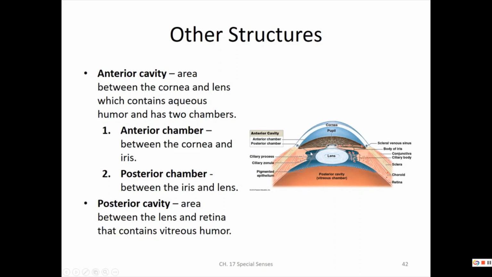Posterior chamber, anterior chamber. Now your anterior cavity is filled with aqueous humor, which is made from the ciliary bodies, as we saw in lecture, and that eventually goes to the canal of Schlemm, the scleral venous sinus, which puts that aqueous humor back into the venous system, reducing pressure of the eyeball, but that is messed up during glaucoma. Now, the posterior cavity back here is full of vitreous humor. So sometimes called the vitreous chamber, full of a very thick fluid called vitreous humor.